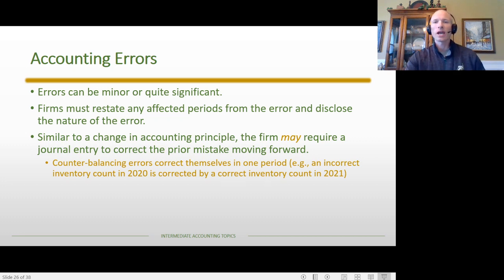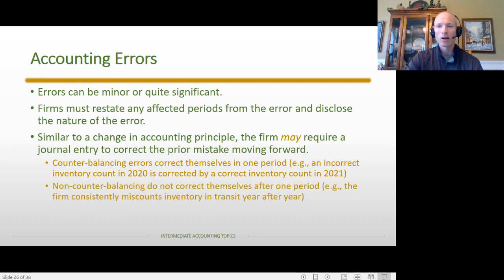And so understand, with a counterbalancing error, if it's already counterbalanced, there's no need for a journal entry. So again, that's why we use the word may. There are also non-counterbalancing errors. And so a non-counterbalancing error is one that does not correct itself. So in other words, let's just say that for whatever reason, I always miss inventory that's in transit. Well, that doesn't correct itself. It's an ongoing problem that didn't correct itself. And so that would be a slightly different type. There's all kinds of examples of the different ones, but I just want you to be aware, again, a counterbalancing error is one that will correct itself in the future. A non-counterbalancing one is one that will not.